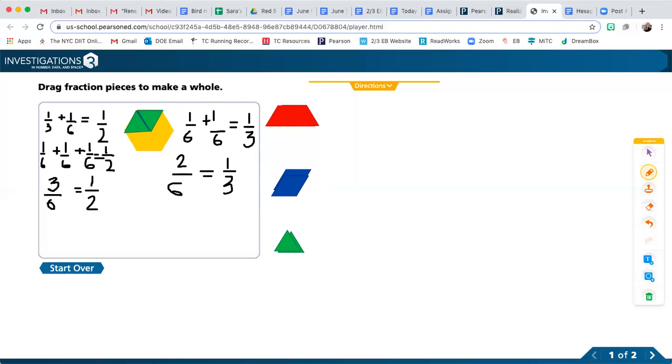Okay, excellent. With your worksheet today, you're going to be working on identifying equivalent fractions.